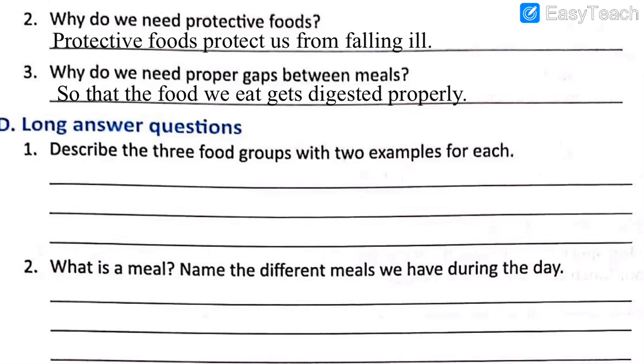The time that you leave in between, for example in between breakfast and lunch, in between lunch and dinner, there is a gap of a few hours. So in that duration, the food will get digested in your stomach. So we need to keep a gap in between.